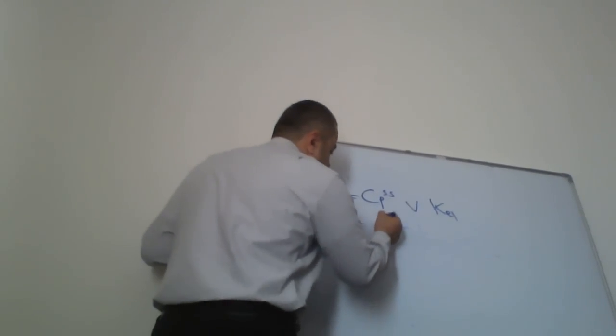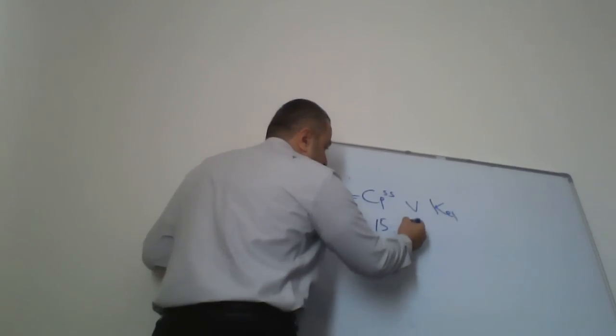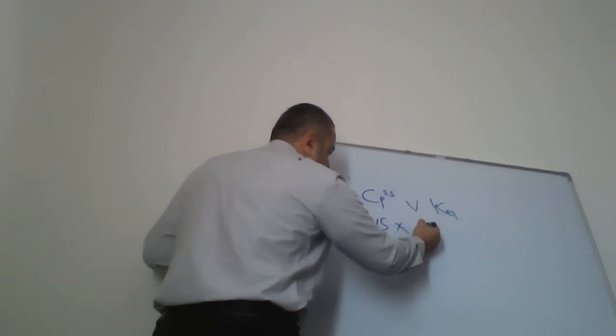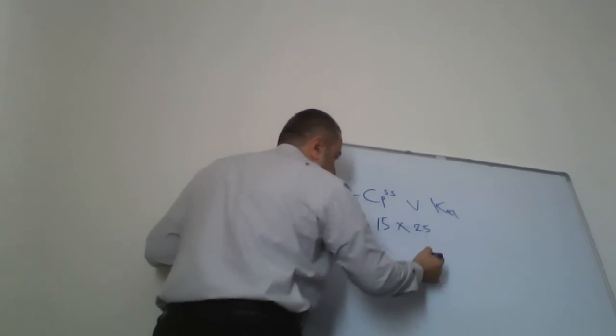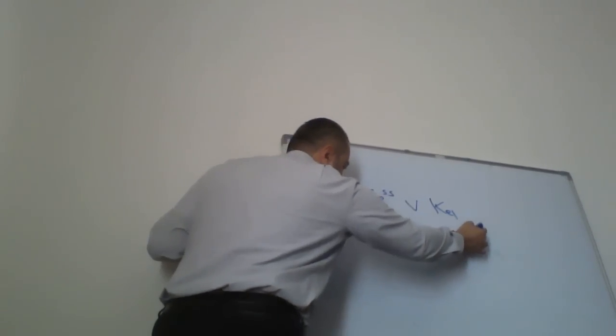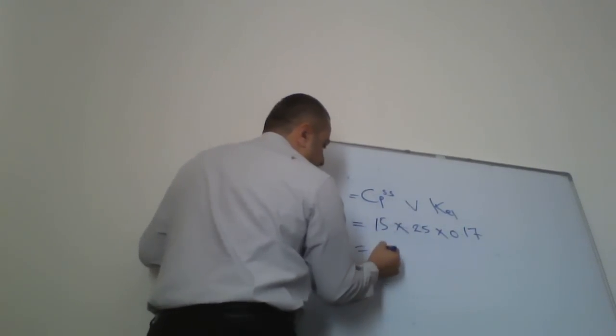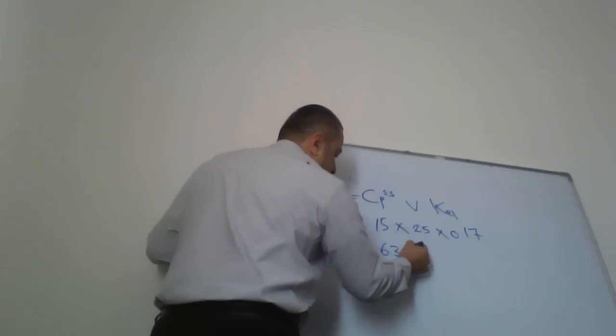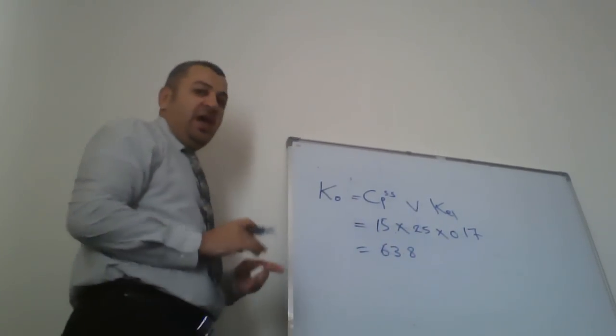So what is my Cpss? 15, multiplied. What is my apparent volume of distribution? It's 25 liters. And what is my KL? It's 0.17. So the answer is about 63.8.